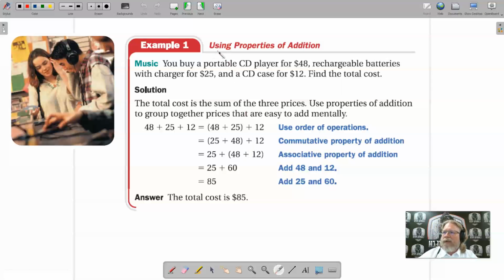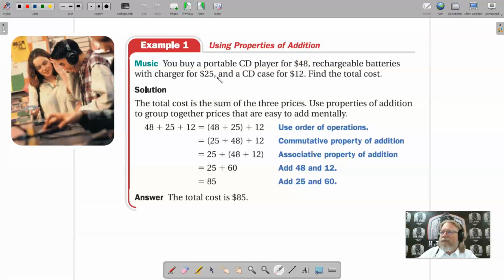Well, example 1 is going to show us how associative property and commutative property help us do mental math. Using the properties of addition, you buy a portable CD player for $48. Now, I don't know if they sell CD players anymore. Everybody's doing MP3s. And we all have Amazon Music and Siri to play our music for us. But nonetheless, you buy a portable CD player for $48, rechargeable batteries with the charger for $25, and a CD case for $12. Find the total cost.